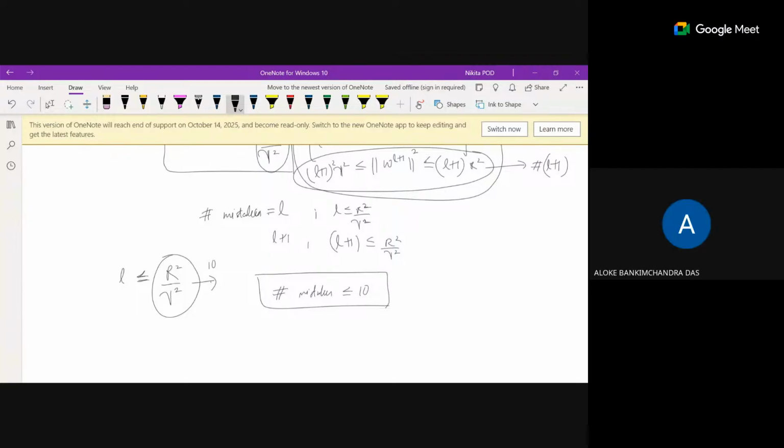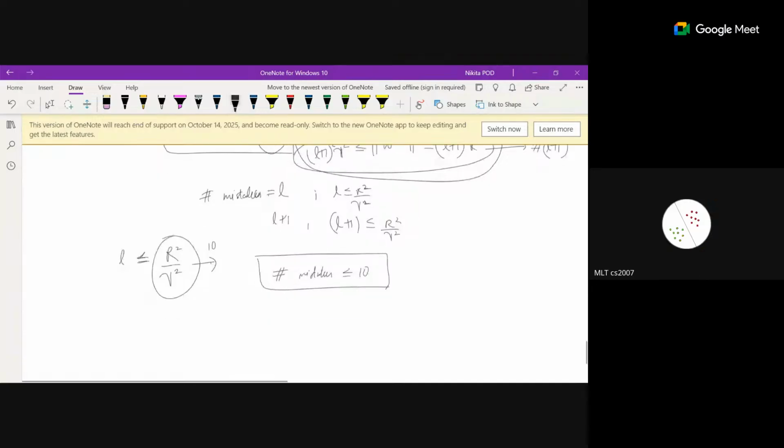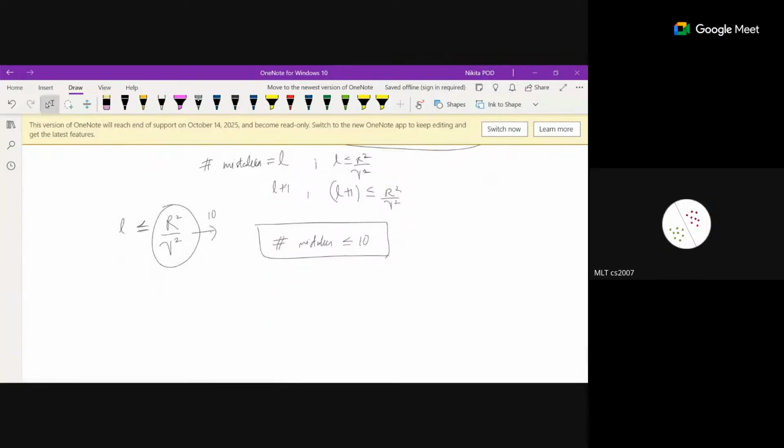Less than or equal to 10. It can be 10 also. So all this is saying is that the bound will be less than or equal to R square by gamma square. That's all. Okay, ma'am, clear. Yeah, please carry on.